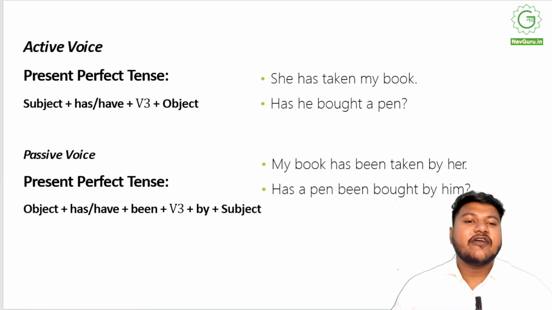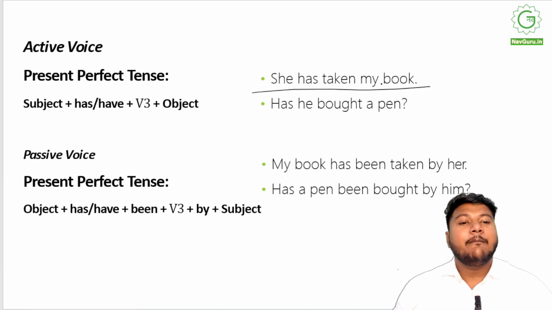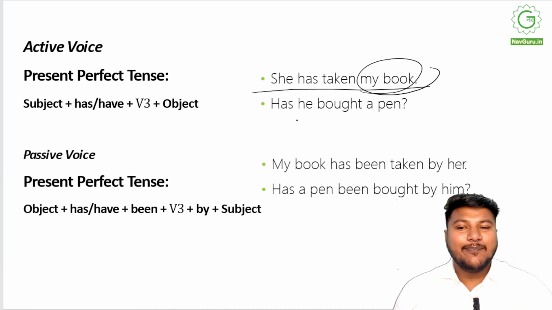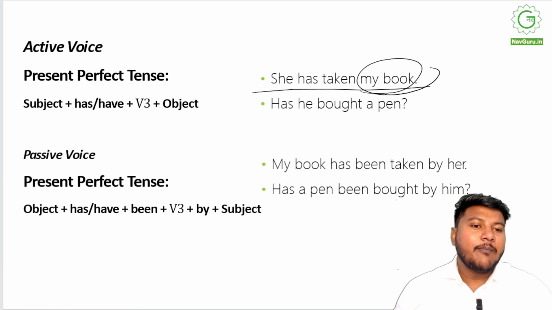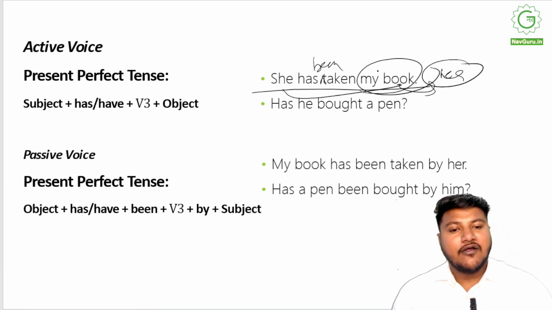Next up, present perfect tense. "She has taken my book." See, it's perfect tense, so "has been" would be added here. "She has taken my book" becomes "My book has been taken by her." So she becomes her.